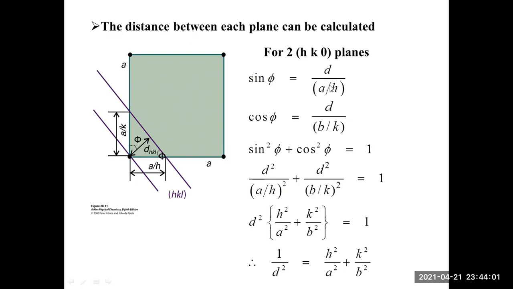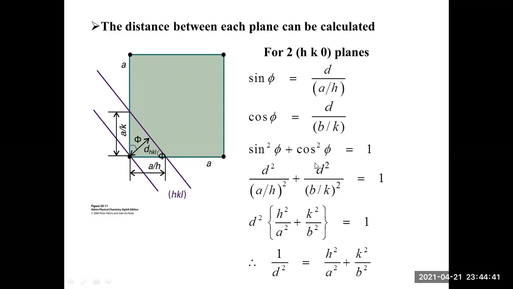So sine phi value we already know, so we just square it. We square this particular value component. So we get d square by a by h whole square plus d square by b by k whole square is equal to 1. Now we take d square common. So this value will go to the numerator, and you will get h square by a square plus k square by b square is equal to 1. And we want this d value, right? This distance we are actually calculating. So 1 by d square, this d square will go to the right hand side. So 1 by d square is equal to h square by a square plus k square by b square.